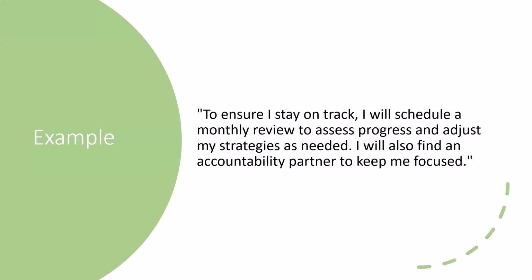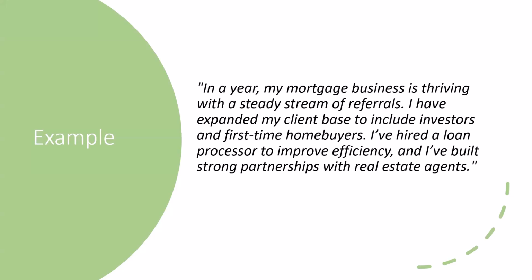And you want to make sure that you're creating all of those things, and then giving yourself that accountability. So here's an example: to ensure I stay on track, I'll schedule a monthly review to assess progress, adjust my strategies as needed, and I will also find an accountability partner to keep me focused. And these are things that can help you to keep you focused on all of the things that we talked about. This is in a year. This is an example of something that you can create as far as accountability.